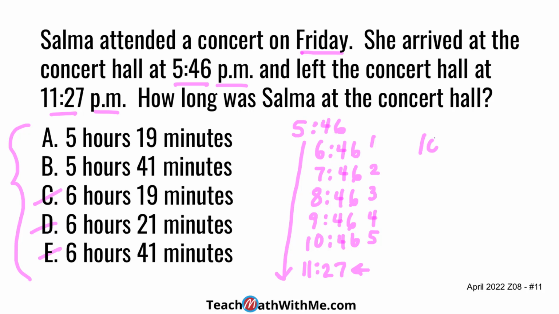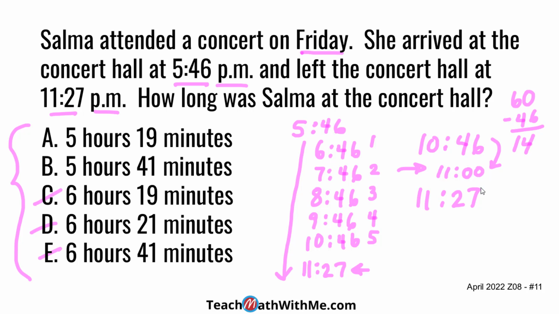So now we're looking at our 10:46 to 11:27. And when I'm working on minutes, what I like to do is look at what I would call the whole number time, at 11 o'clock. So from 10:46 to 11 o'clock, remember we have 60 minutes in an hour, so we're really taking 60 minus 46. That's going to give us 14 minutes that gets us to 11 p.m. And then it's a little bit easier to look at from 11 to 11:27. That's 27 minutes. And then we just need to add the 14 and the 27, and that's going to give us 41 minutes. So that's going to turn out to be the 5 hours and 41 minutes of answer choice B.